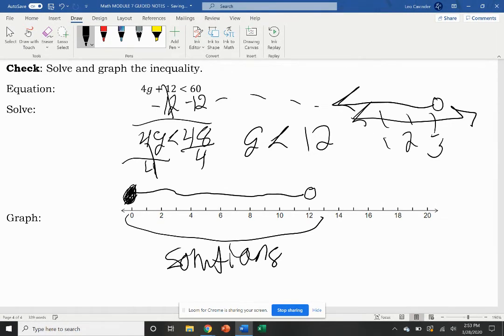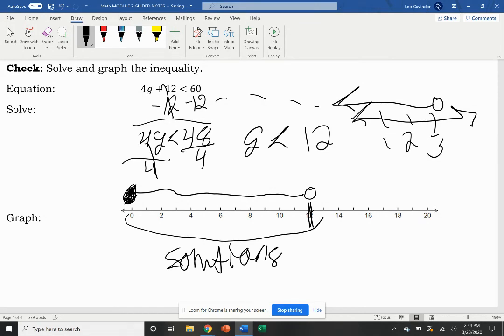Okay, she can't go over 12, not 13. She can't go under 0. So that is our solution. So g is less than 12. But remember again, if she wanted to go under 60, she could only get 11, but if she wants to spend up to 60, she can do 12.